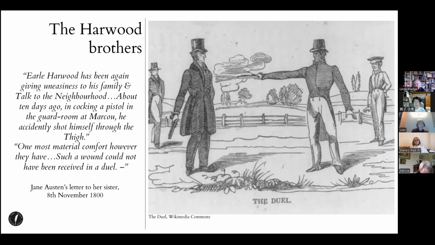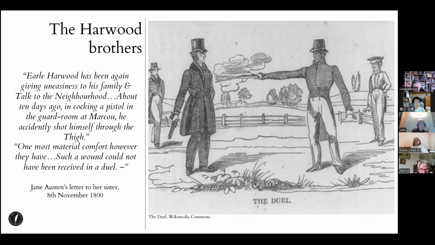Earle Harwood was the middle son and seemed a little wild. Jane describes a particularly racy incident he was involved in. "Earle Harwood has been again giving uneasiness to his family and talk to the neighbourhood. About 10 days ago, in cocking a pistol in the guardroom at Markshall, he accidentally shot himself through the thigh. One most material comfort, however, they have, such a wound could not have been received in a duel."